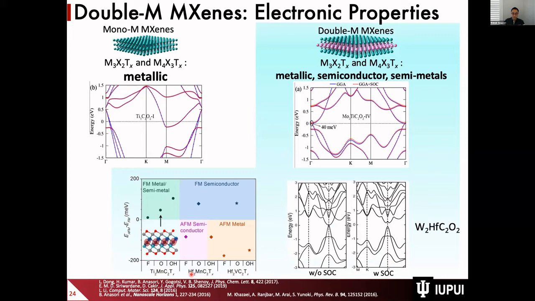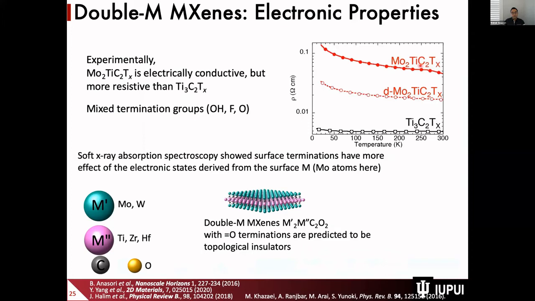In experiments, when we measured molybdenum titanium resistivity versus temperature and compared with Ti3C2, we found that it is more resistive, but we did not see any semiconductor behavior. And we relate that to having mixed termination groups on the surface. Now we know, with the new paper published by University of Chicago in Science, that we can control the surface termination. So that now can be a possibility to explore all these predictions by DFT.